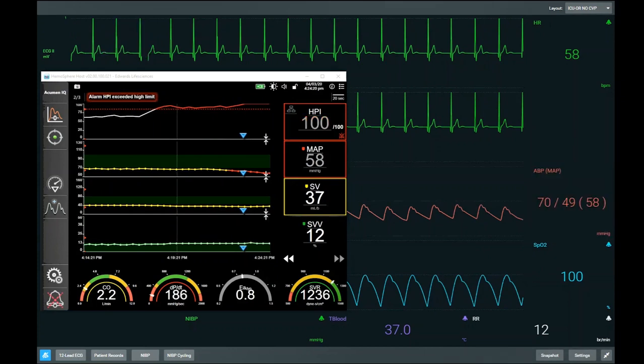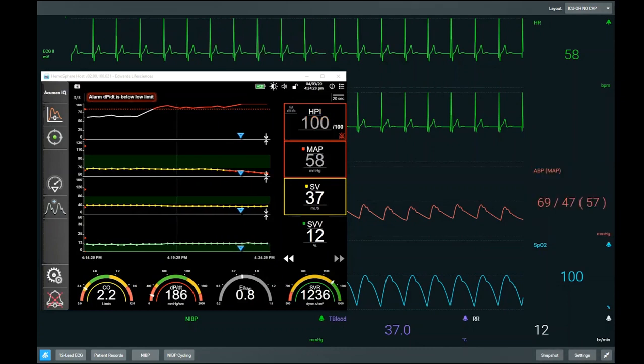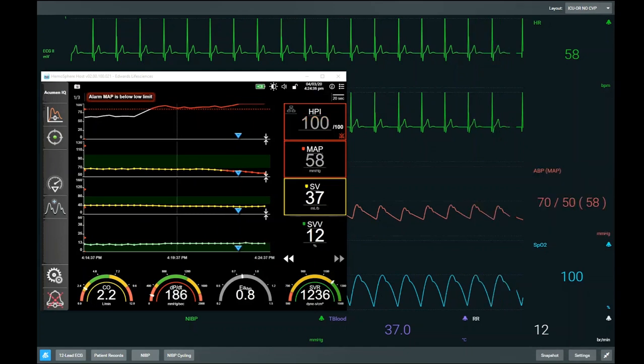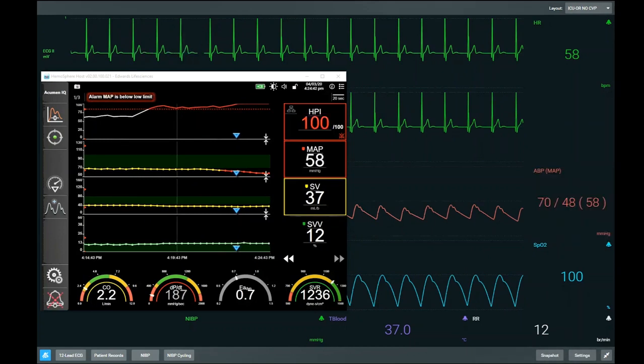But by giving that preload bolus before, we've shown that it hasn't increased the stroke volume very much. But when we look at our bottom parameters, our variables, we can see that dP/dt is 186. So we've had a 20% plus drop from our baseline. And on the opposite side of that, our SVR is 1236, so within our normal parameters. So what we're seeing here is a decrease in contractility.